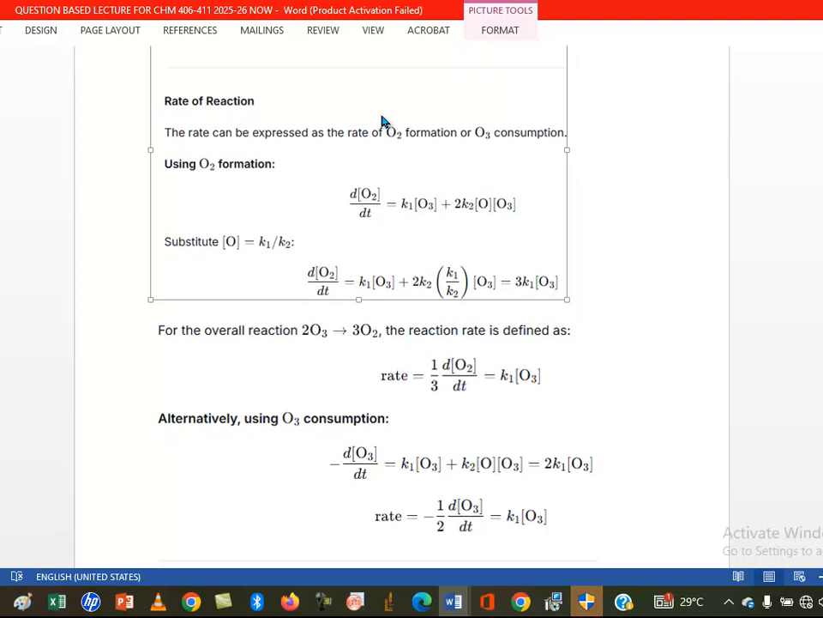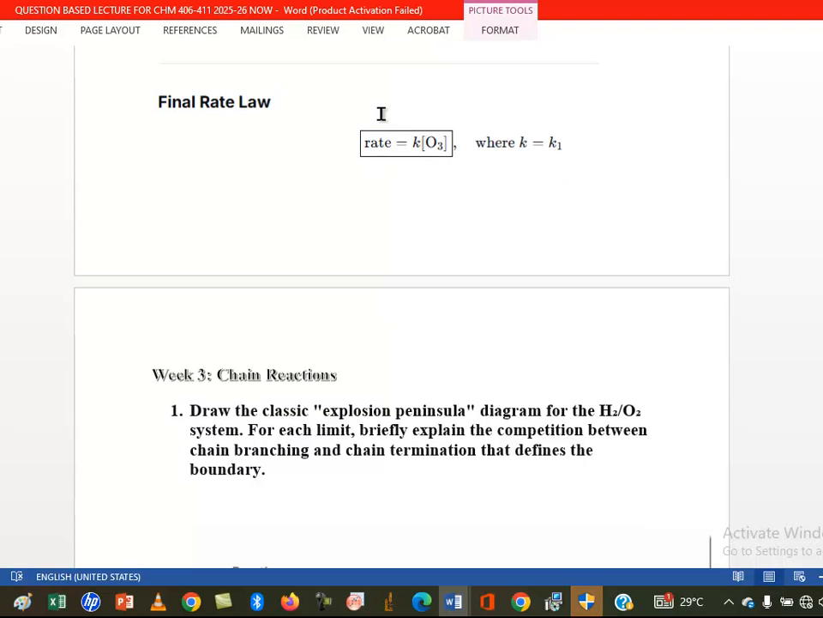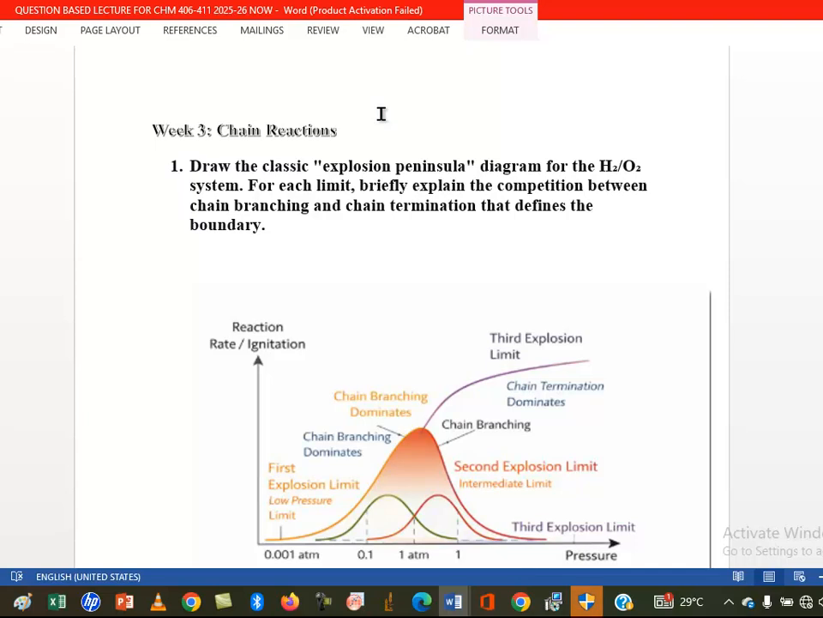That is for that. So now the next question under week 3, we have: draw the classic explosion peninsula diagram for the H2O2 system. For each limit, briefly explain the competition between the chain branching and chain termination that defines the boundary. So first, you draw the diagram, and then you explain the competition between chain branching and chain termination.